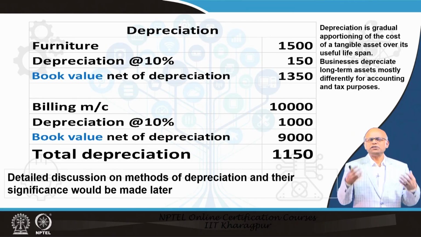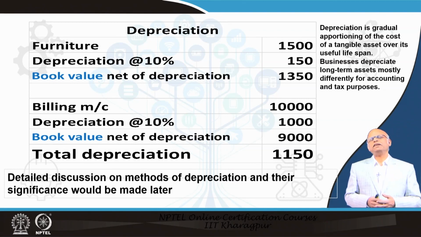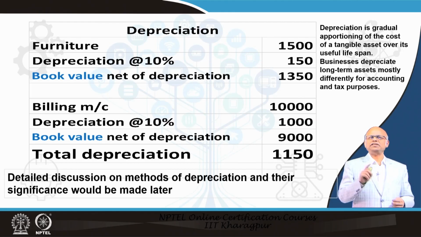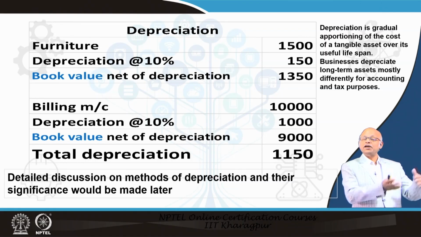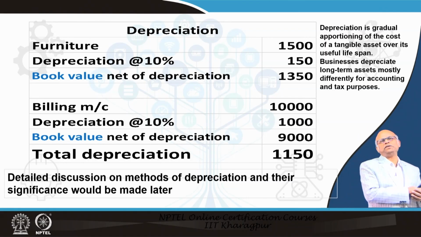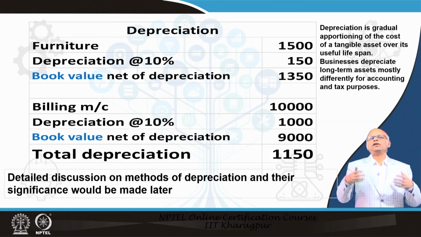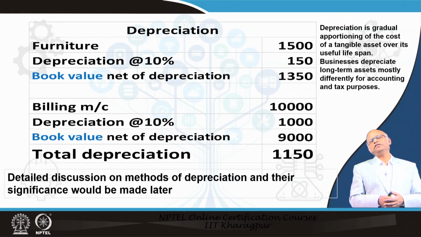We allow some percentage, and hypothetically we have taken 10% as depreciation for this example. So, during the year, furniture and fixtures are presumed to deplete or reduce in value to the extent of 10% of their book value at the beginning of the business. At the beginning, the book value was 1,500 rupees, we allow 10% as depreciation, which is 150 rupees, deduct that, we get 1,350 rupees.